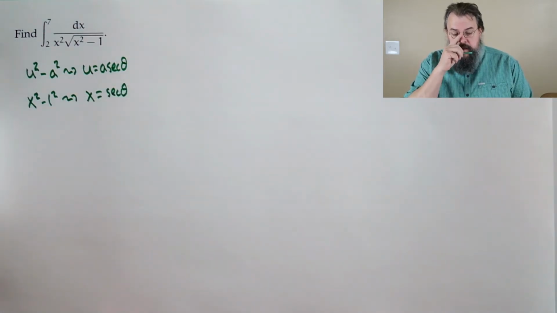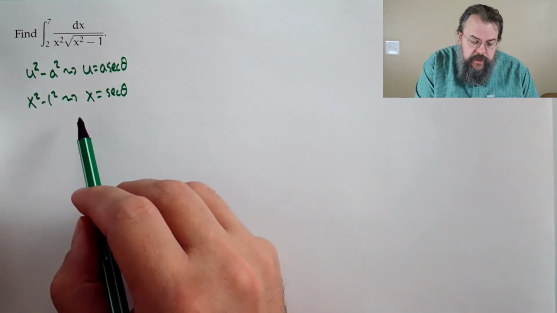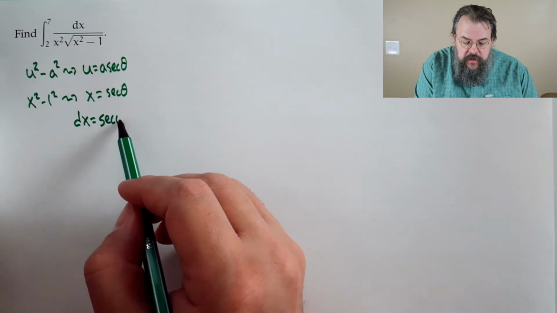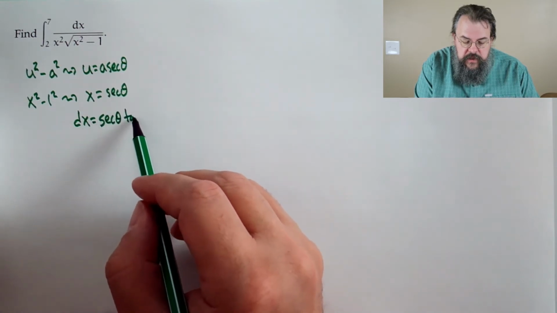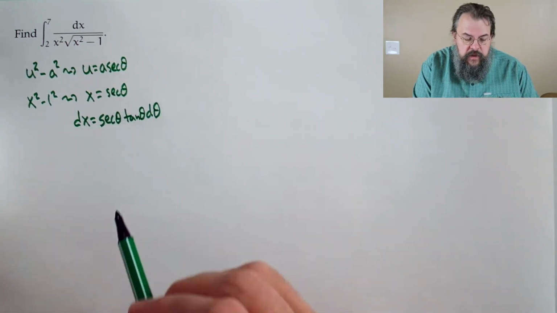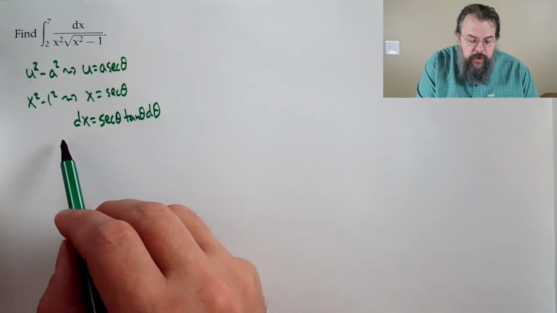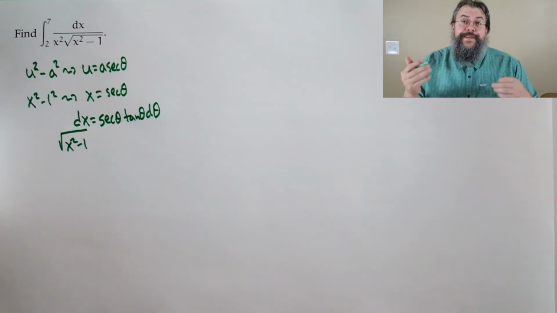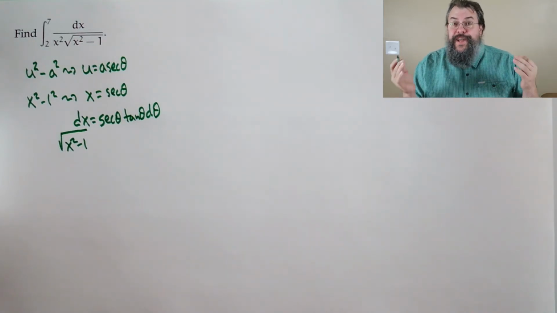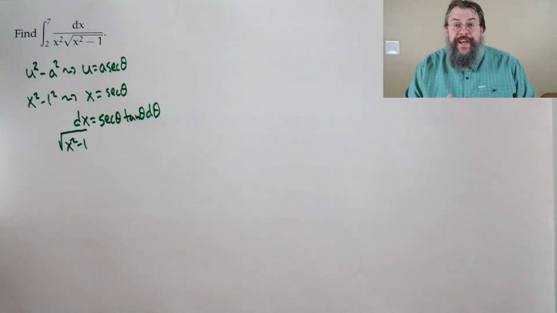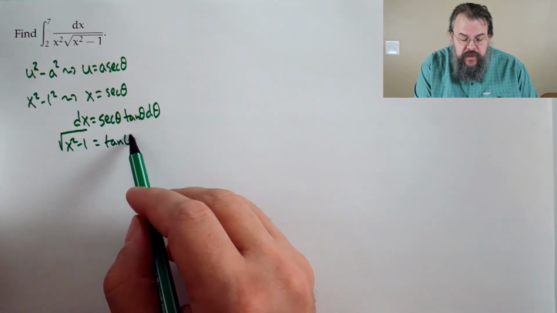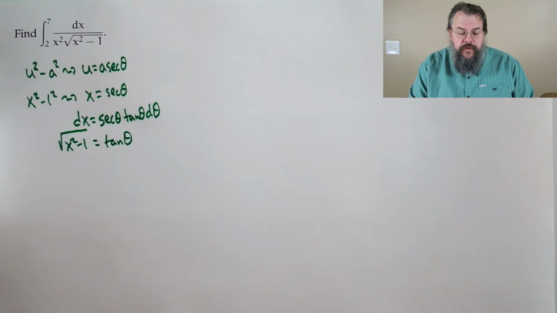So for us, our x squared minus 1 squared says x should be secant theta. Okay, so what do we have? We clean this up. We'll say dx, derivative of secant, is secant tangent. And square root of x squared minus 1, well, that's secant squared minus 1, which is tangent squared. Square root of tangent squared is pretty nice. It's tangent. Great. Wonderful.